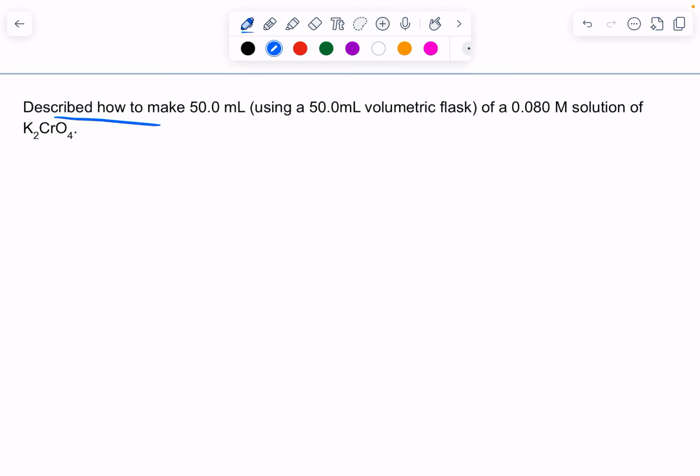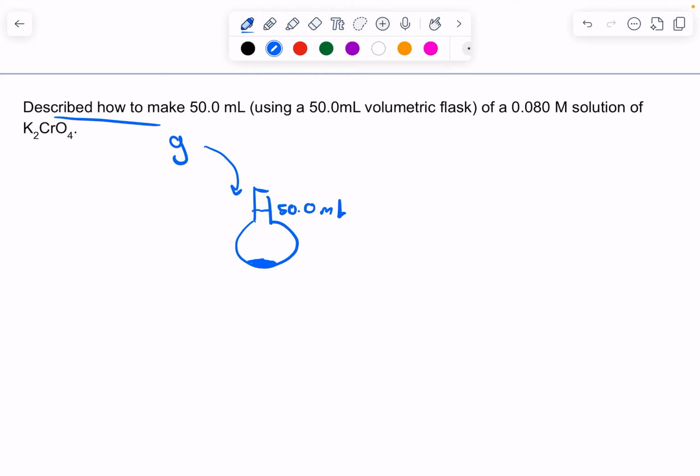Okay, describe how to make. Well, if we're making this solution, we're going to need to know how many grams we have to put into this 50 milliliter volumetric flask. So this is going to be 50 mils. And the description is you add that many grams, you dissolve it in a little bit of water, maybe 10 mils or something. You shake it up, and then you fill up the water.